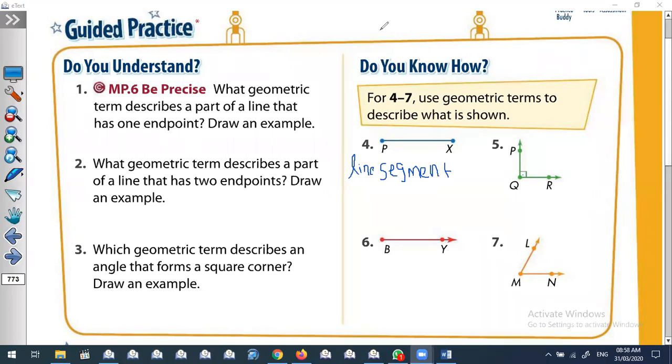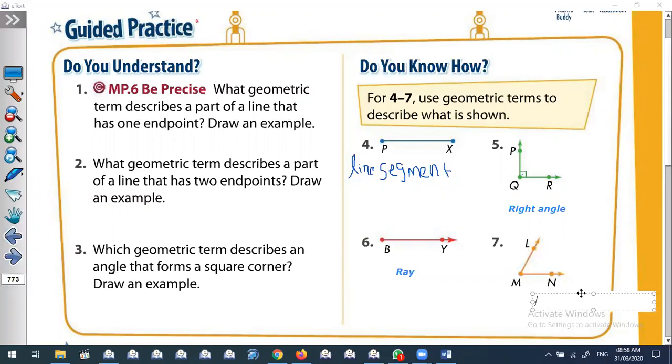Here, this will be a right angle because I have a square corner. This one has one arrow, so it will be a ray, because I have one arrow. So this is called a ray.